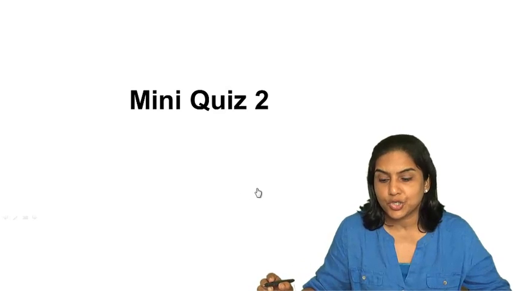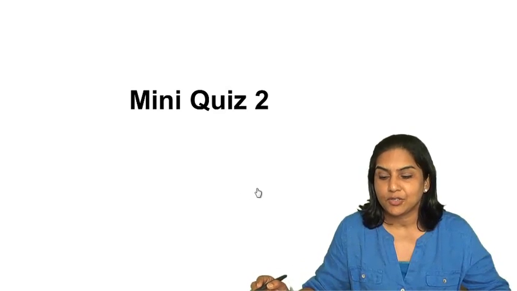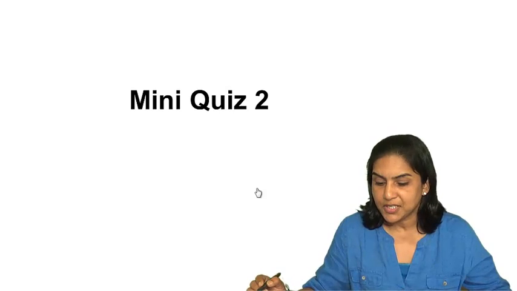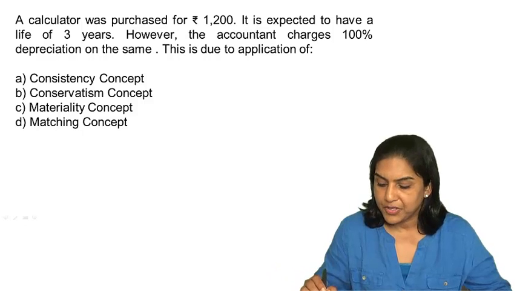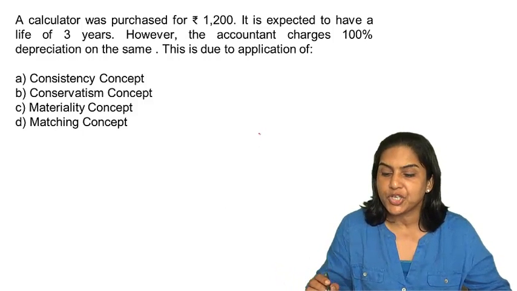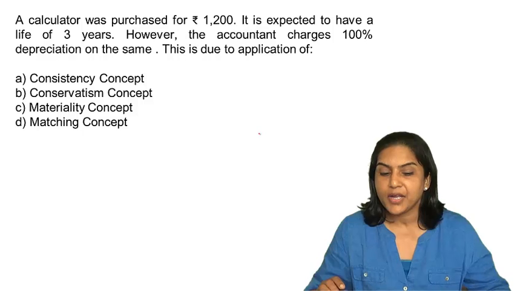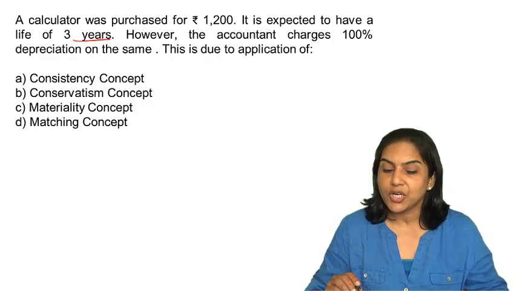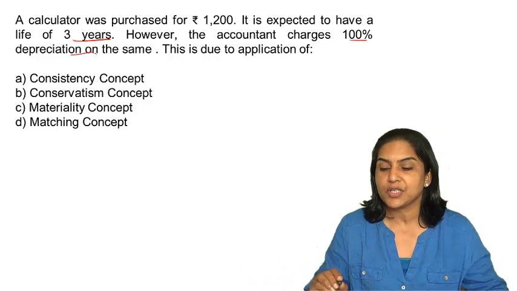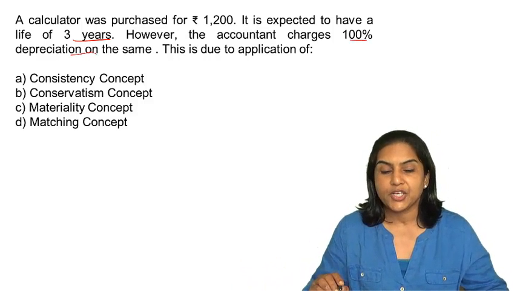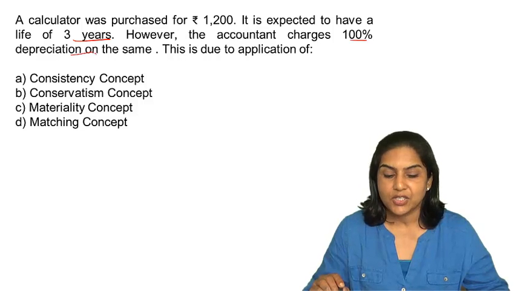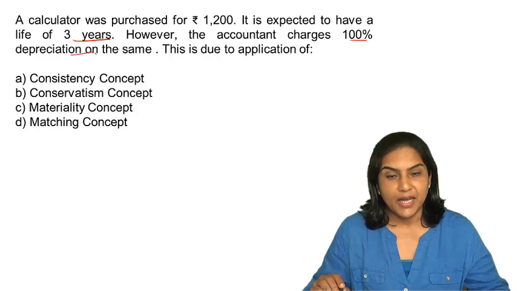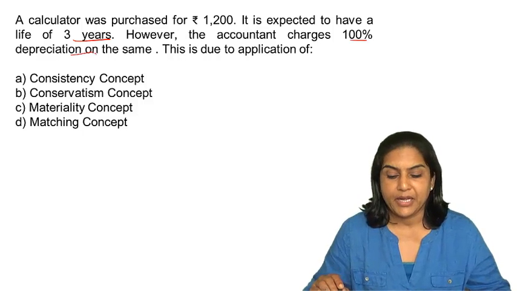Mini quiz 2. Another quick quiz to check the understanding of this session. First, a calculator was purchased for 1200. It is expected to have a life of 3 years. However, the account charges 100% depreciation on the same. This is due to the application of A. Consistency concept, B. Conservatism concept, C. Materiality concept, and D. Matching concept.